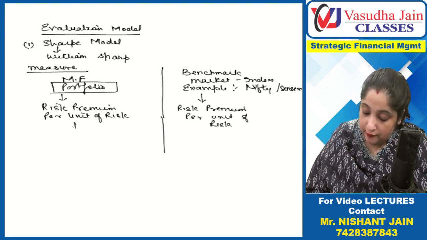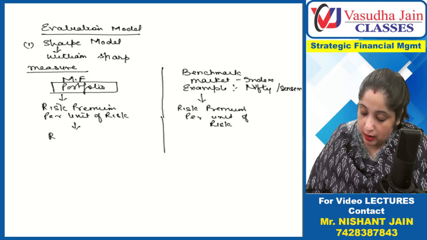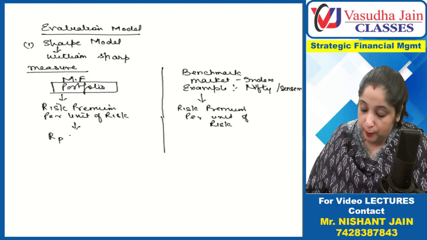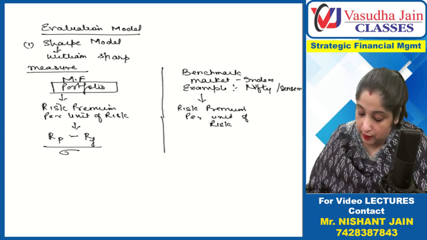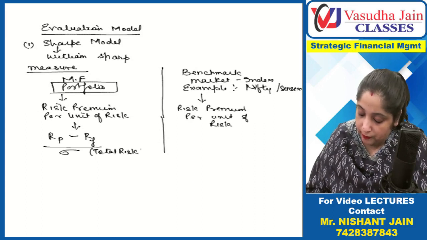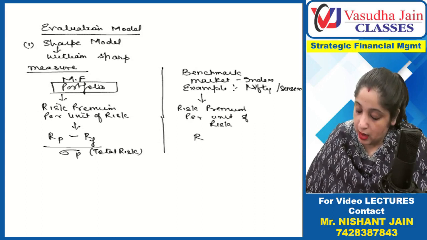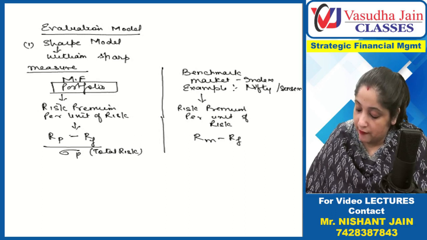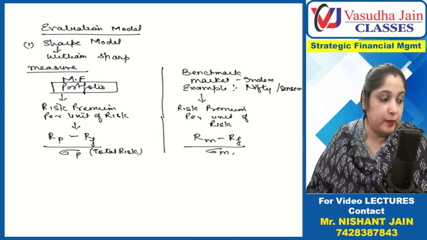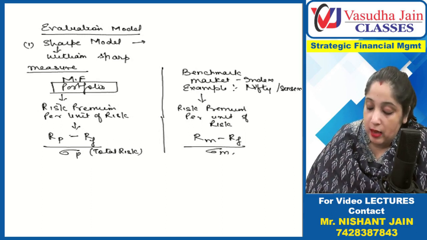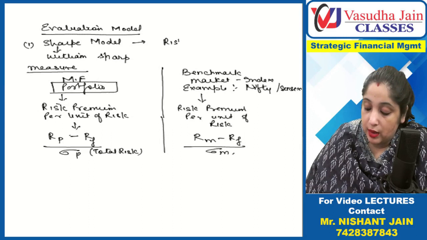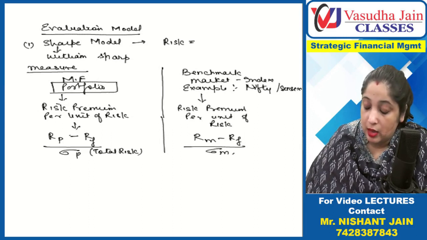Basically, the formula is: return from the portfolio minus return from the risk-free investment, upon total risk of your portfolio. And here, return from market minus RF, upon the risk of market. Now in the Sharpe model, risk implies total risk.